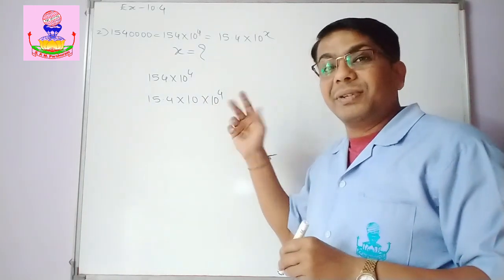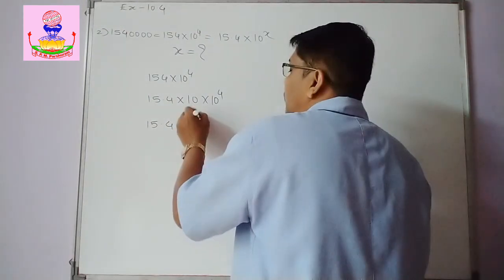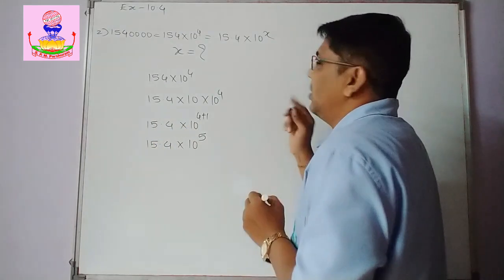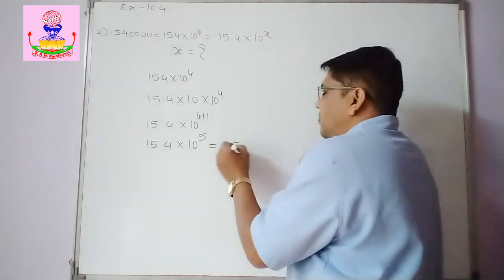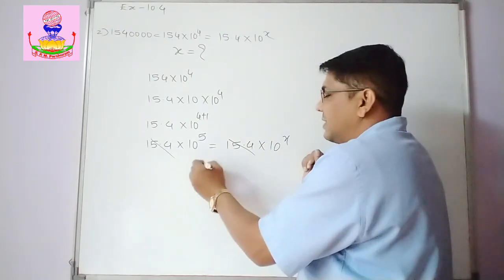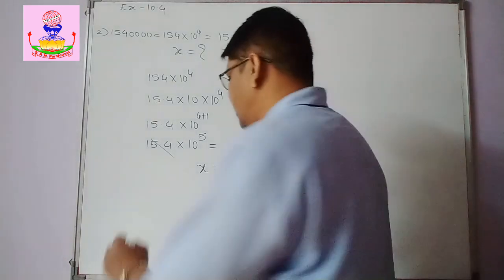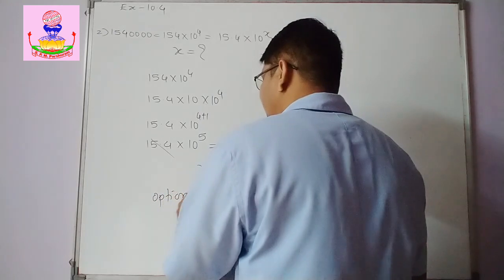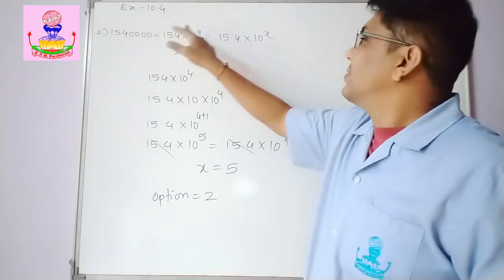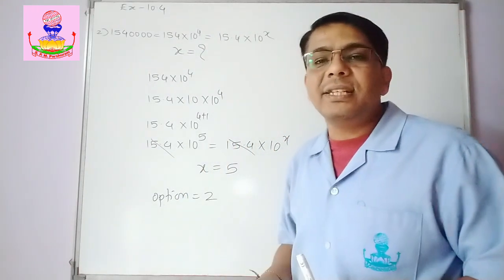Now a raised to m into a raised to n is equal to a raised to m plus n. So 4 plus 1: 15.4 into 10 raised to 4 plus 1, so 15.4 into 10 raised to 5. So what is the value of x? Compare it with 15.4 into 10 raised to x. Bases are same, so value of x is 5. So option number second, option 2. Actually no need to solve. Here itself you understand: decimal point moves by 1 to the left hand side, so add 1 here. Do you get it? That is what the answer is.